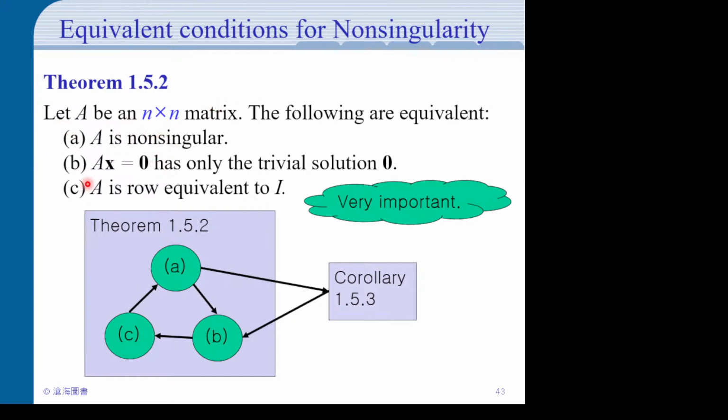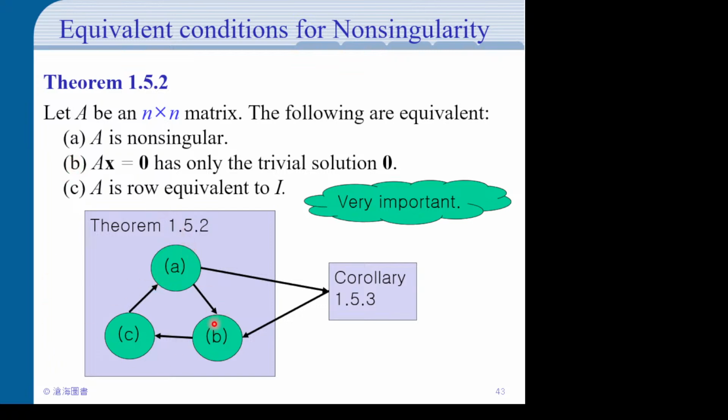Then we have three conditions that each say that A is non-singular. First, A is non-singular. Second, Ax equals 0 has only the trivial solution 0. Third, A is row equivalent to I. Row equivalent, once again, means that there are elementary operations on A that can turn it into I. Those three conditions are equivalent, and we have a proof structure that goes like this: A implies B, B implies C, and C implies A.